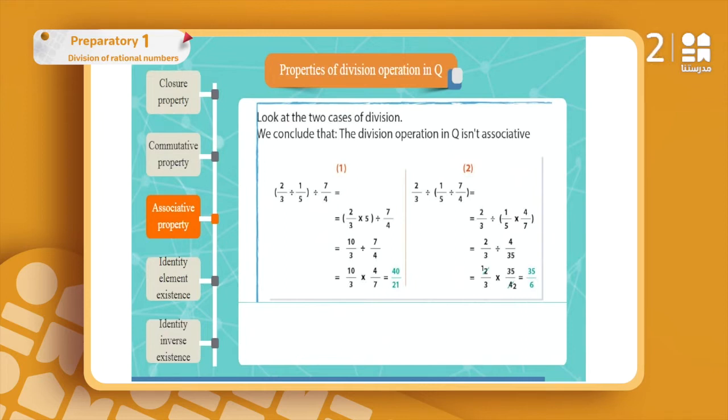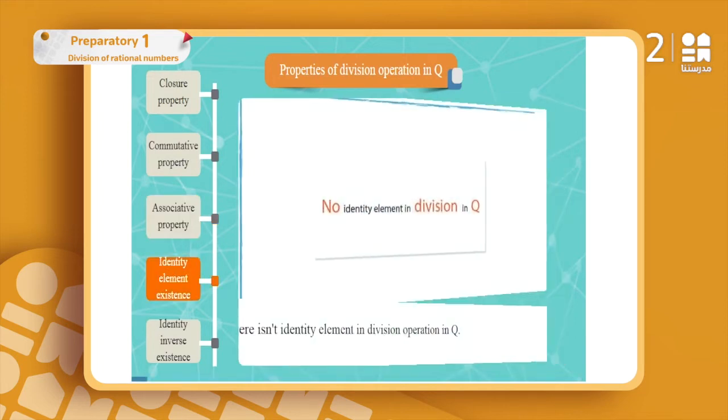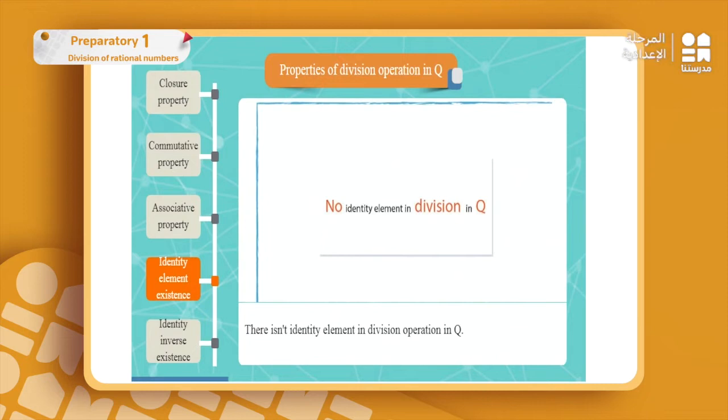While in the second case, we will divide the last two rational numbers together, then we divide the first rational number by their result, and this operation result is 35 over 6, as is obvious. So, we have two results that aren't equal.